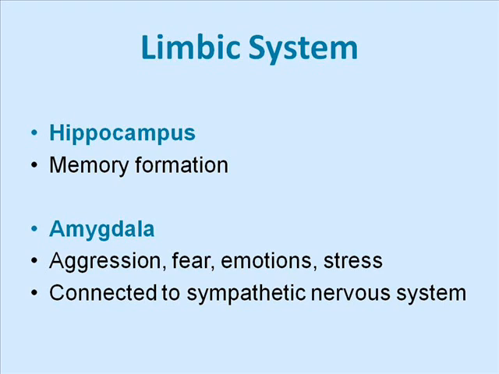The amygdala is in control of the more emotional parts of your memory, including aggression, fear, emotions, and stress. Emotional memories seem to be relayed directly from the amygdala. It's connected to the sympathetic nervous system and therefore, as we'll see later, is in control of your stress response.